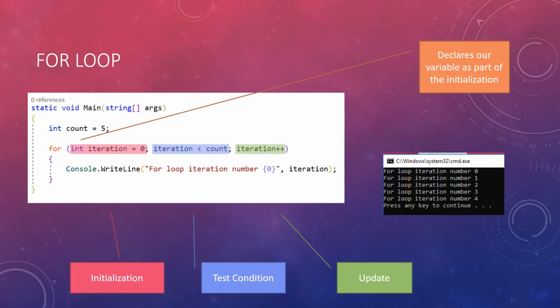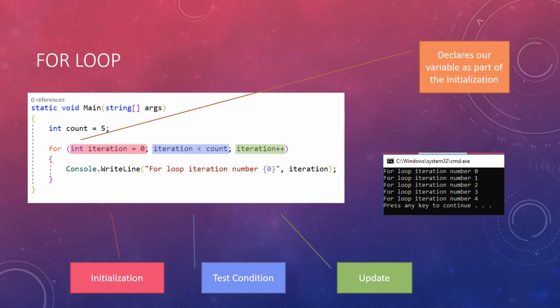In this example, we set up a variable to hold our count. But then we created our iteration variable as part of this for loop. We say, I want to declare an integer. Its name is iteration, and I want to start with the value of 0. Our test condition says this for loop should be executed while iteration is less than count. And then our update section says every time this loop is executed, you should update the iteration variable.